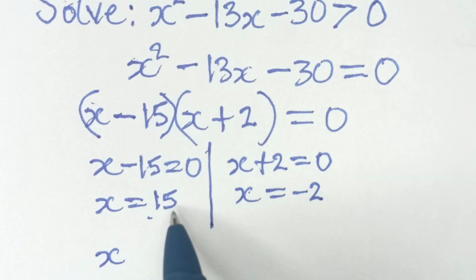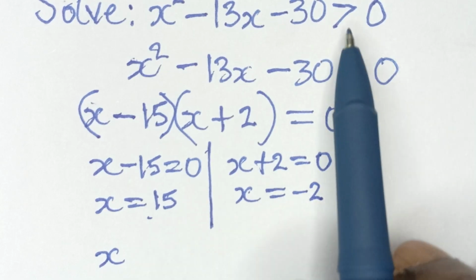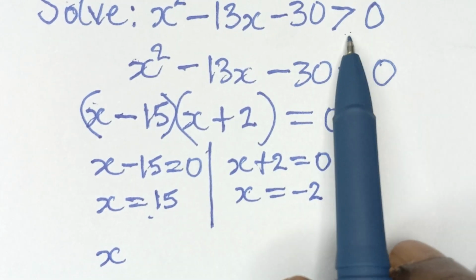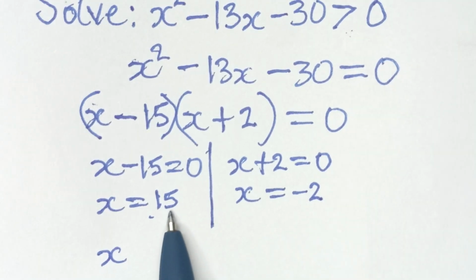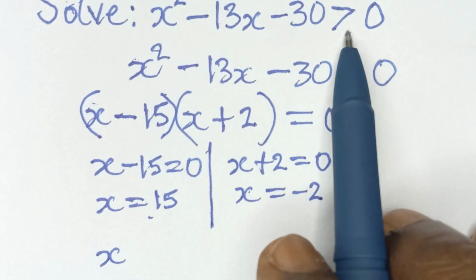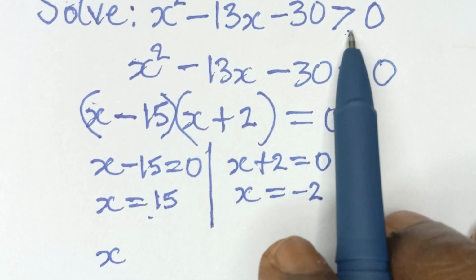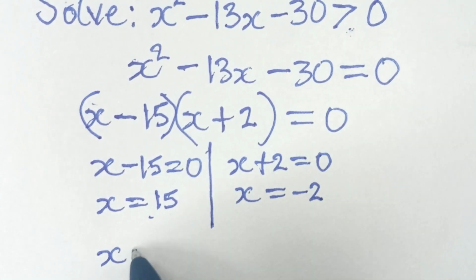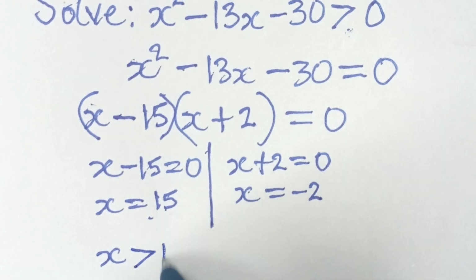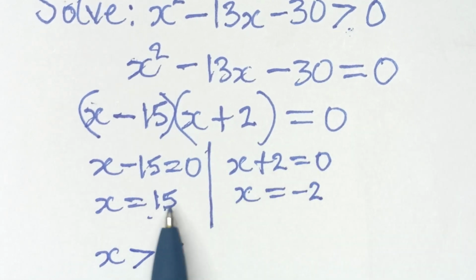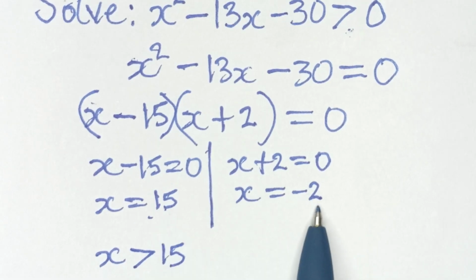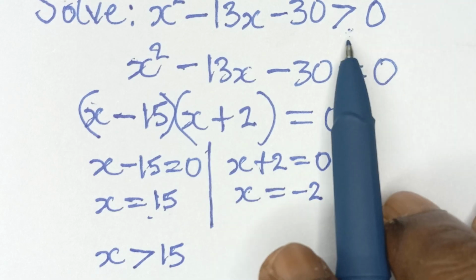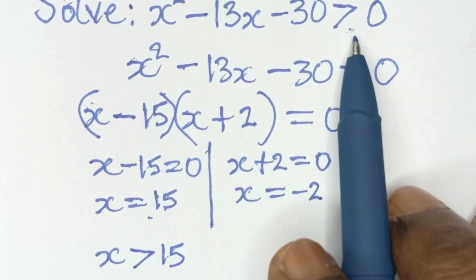We are going to assign each of them to one of this sign and the reverse sign of the inequality. So what I'm going to do is, this larger number, which is 15 now, is going to take this original inequality sign. So I'm going to say x is greater than 15. Don't forget, the larger of the two numbers, 15, is higher than negative 2. So since 15 is greater than negative 2, 15 takes the original inequality sign in the question.